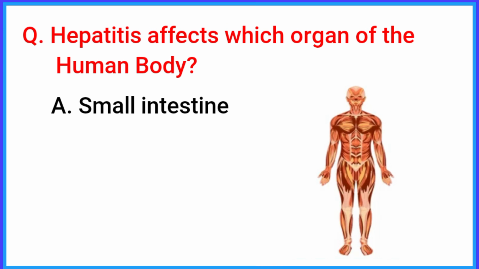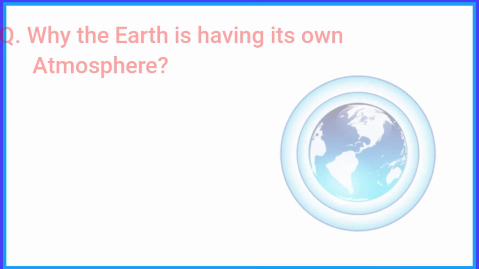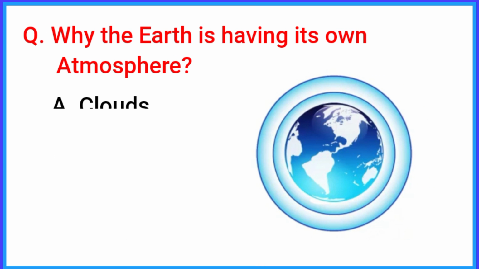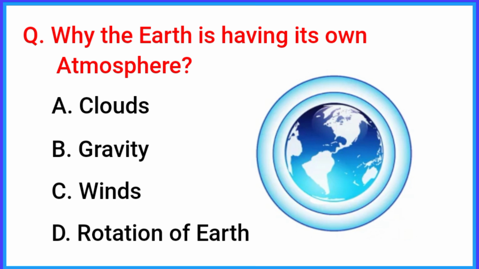Hepatitis affects which organ of the human body? The correct answer is option C, liver. Why the Earth is having its own atmosphere? The correct answer is option B, gravity.